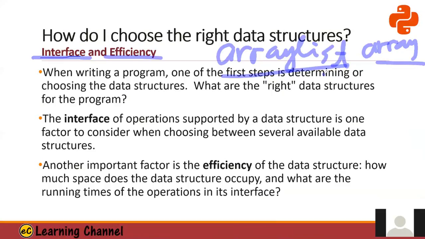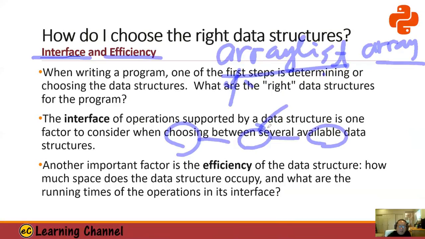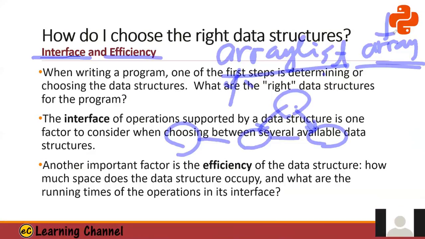Array list? Array list, yes. Array list, because you can insert at any location. Right? And if I just do linear search, which one's better? This one's better. Array. Yeah.